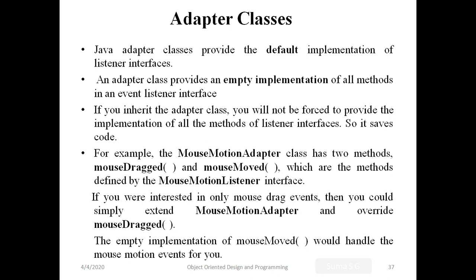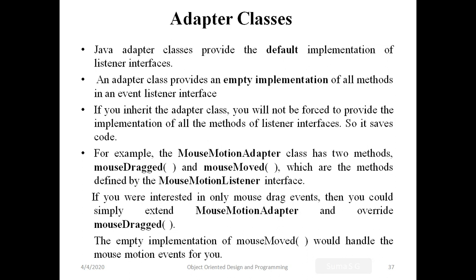These adapter classes are also in the java.awt.event package. Corresponding to each listener, there is an adapter class. What is the advantage of an adapter class? In an adapter class, the default or empty implementation of all the methods in an event listener interface is present. Suppose the listener interface contains 5 methods. The default implementation for the listener interface is present in the adapter class.